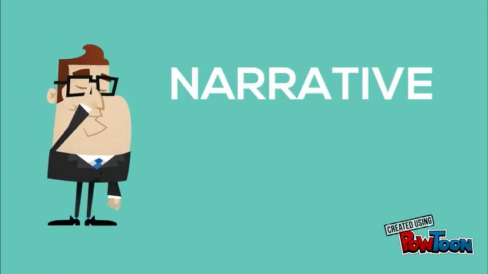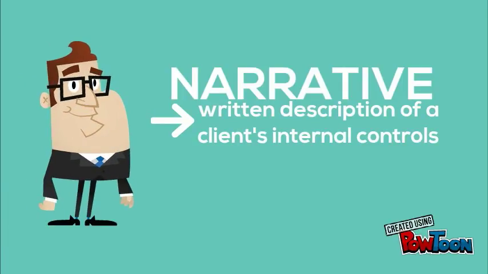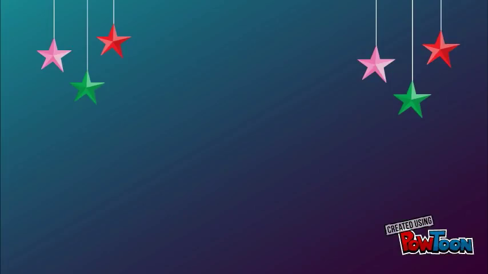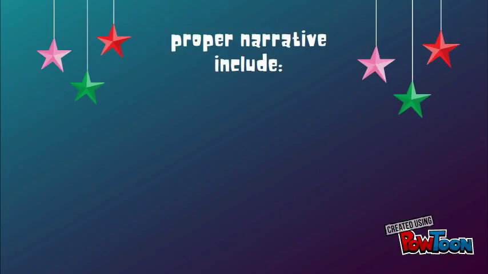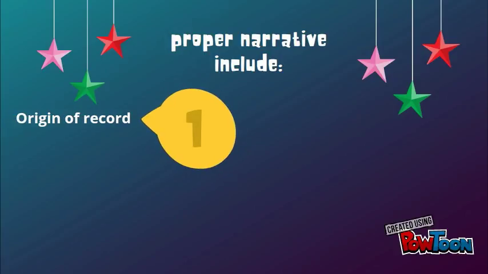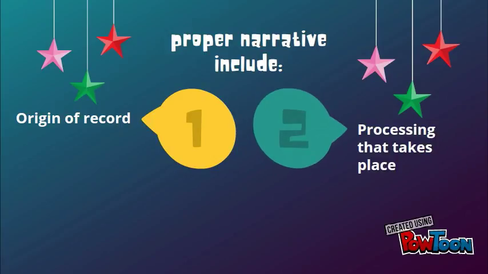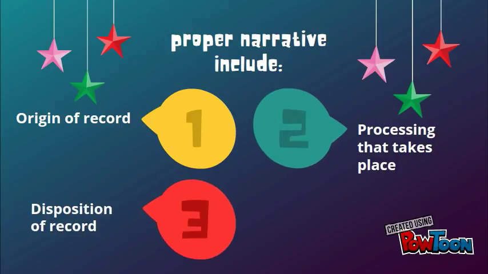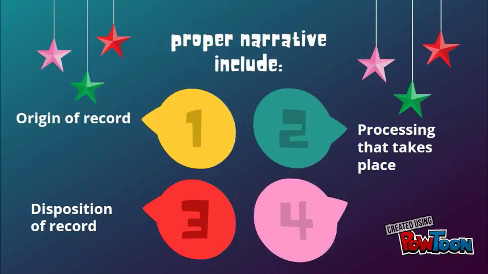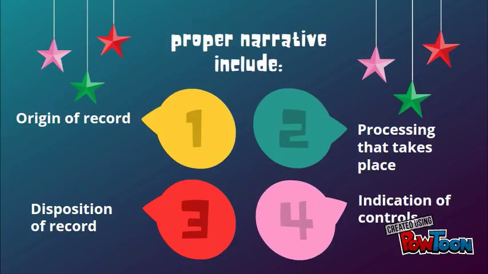The first one is narrative. Narrative is a written description of a client's internal control. A proper narrative will include, first, origin of record; second, processing that takes place; third, disposition of record; and the last one is indication of controls.